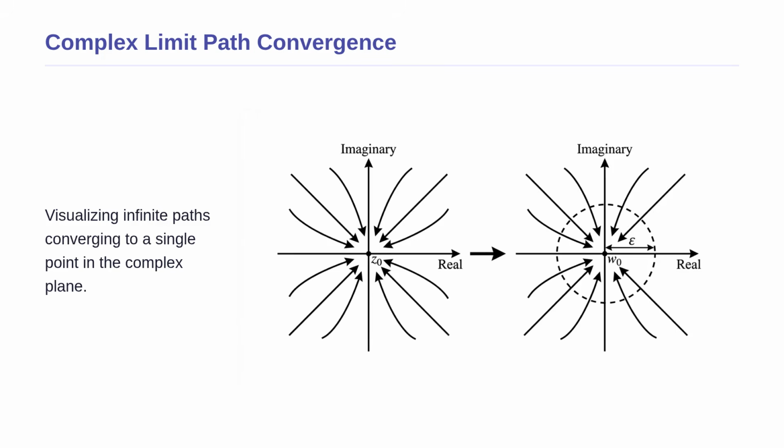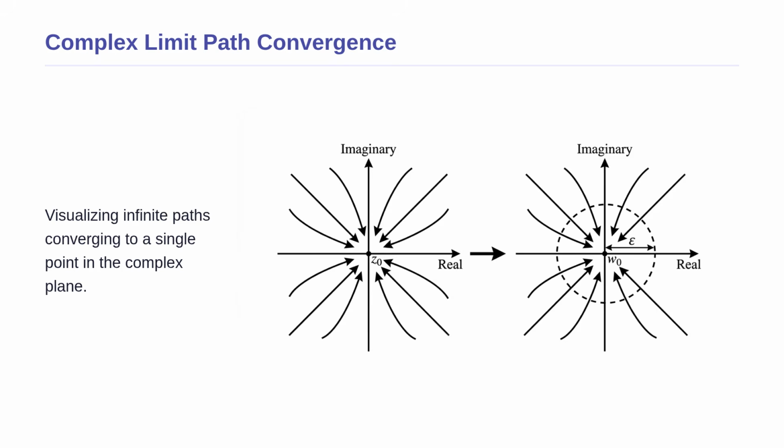Let us look at this visually to make it completely concrete. On the screen, you are seeing a diagram that perfectly illustrates complex limit path convergence. On the left side, we have the input space, the complex plane where our variable z lives. Notice the arrows coming in from all different directions, straight lines, curves, spirals, all converging onto our target point z0.